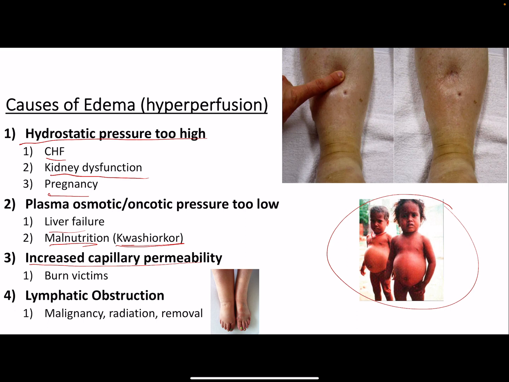I guess infections can cause this. Burns as well can cause this. And then lymphatic obstruction. You could kind of guess which one. Is it this one or this one where the lymph nodes were removed? It must have been this one, right? Because there's edema and there's swelling.